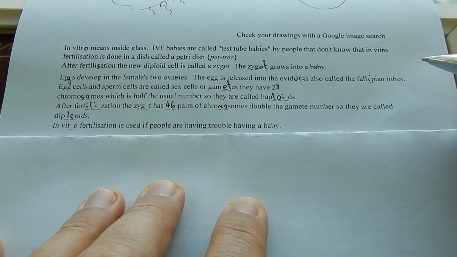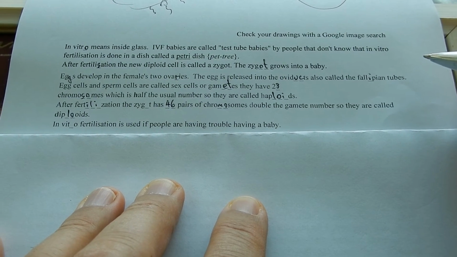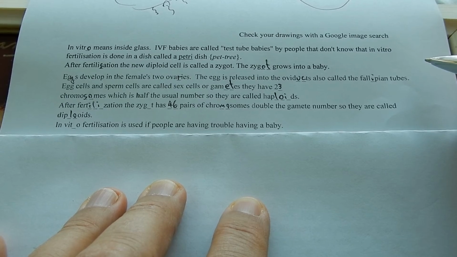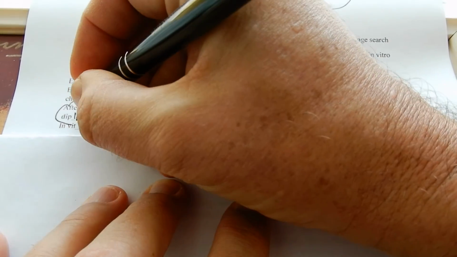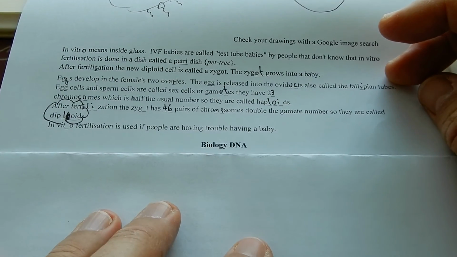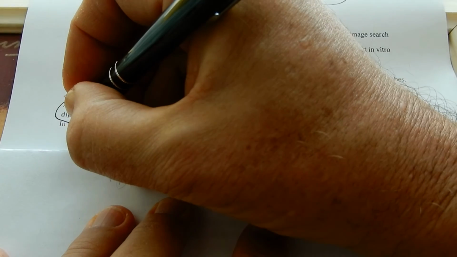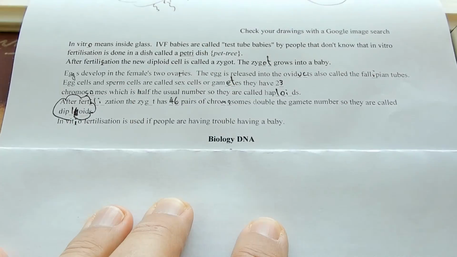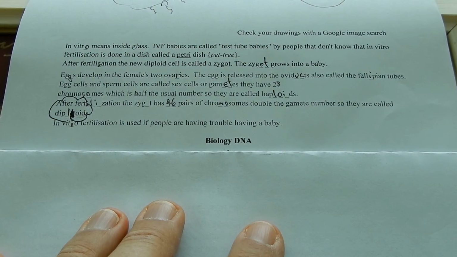Oh, diploids. I've got to change that. In vitro fertilization is used if people are having trouble making a baby. Cool! Did you spot the one mistake that I made on the spelling?